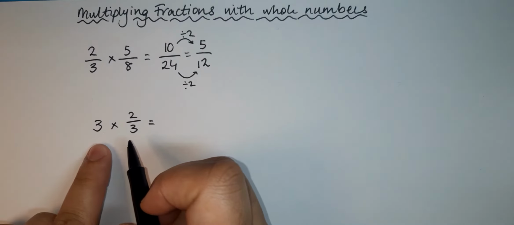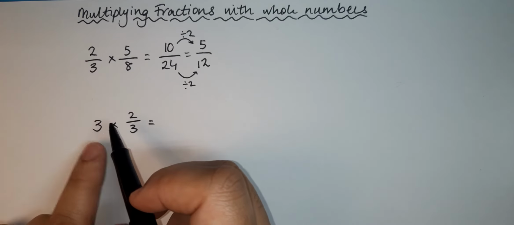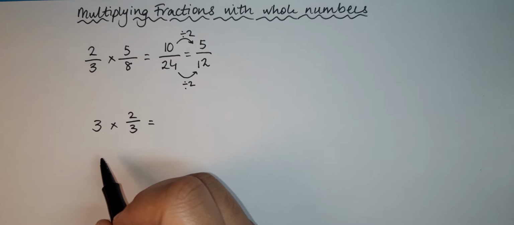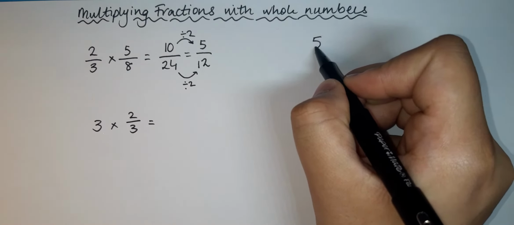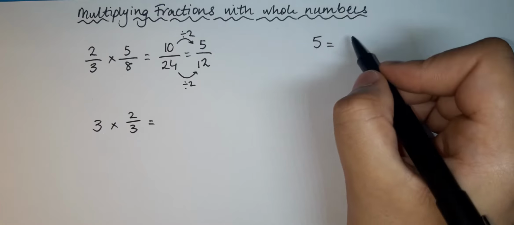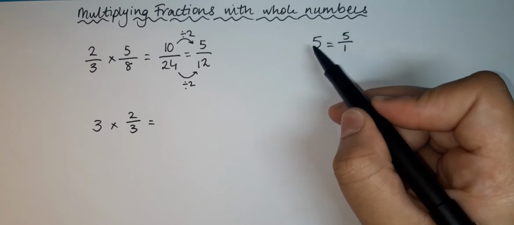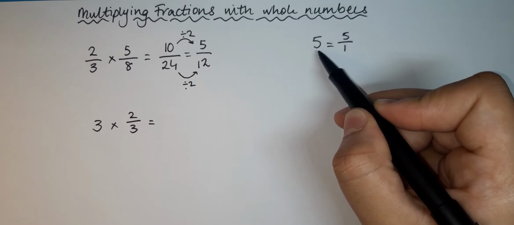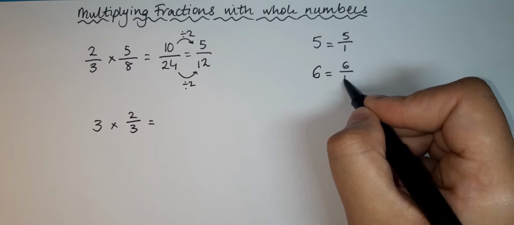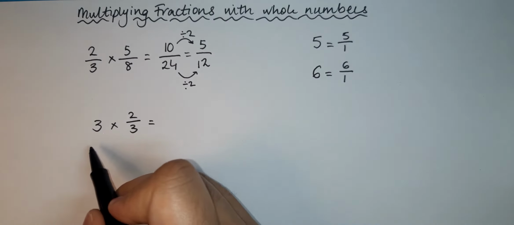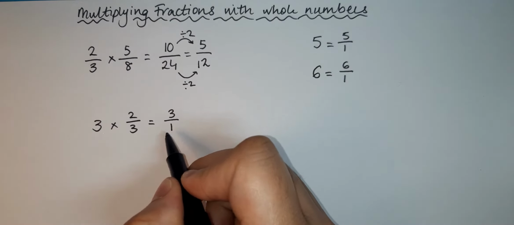So the first thing that we need to do in this type of question is convert the 3 into a fraction. So we know if we look over here, if we have 5, we can rewrite 5 as 5/1. That's the fraction version of 5. If we have 6, we can rewrite that as 6/1. So back to the question, we can rewrite the 3 as 3/1.